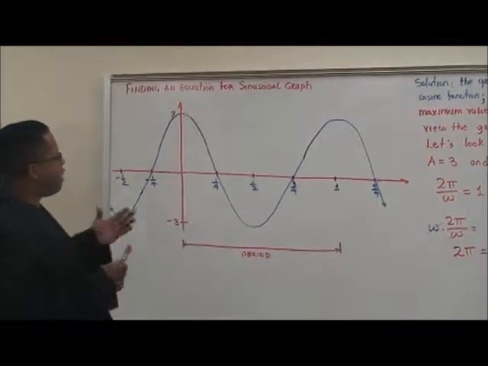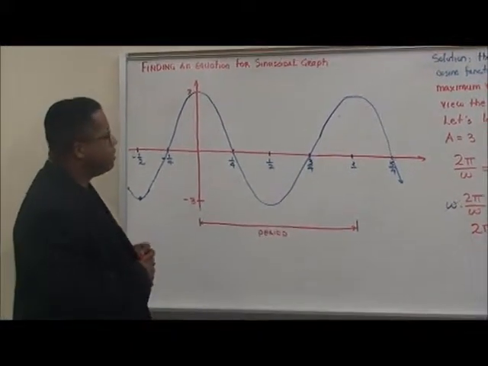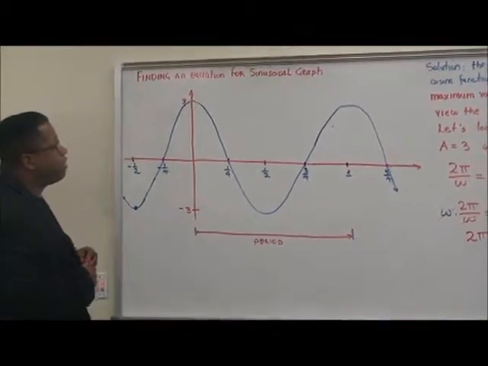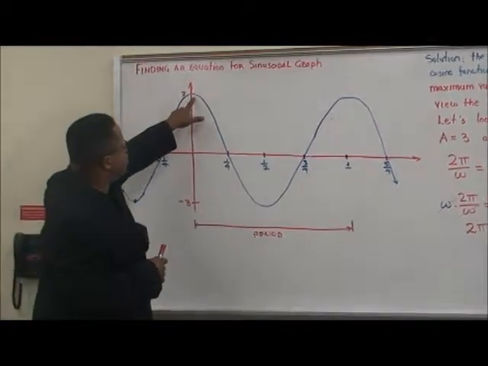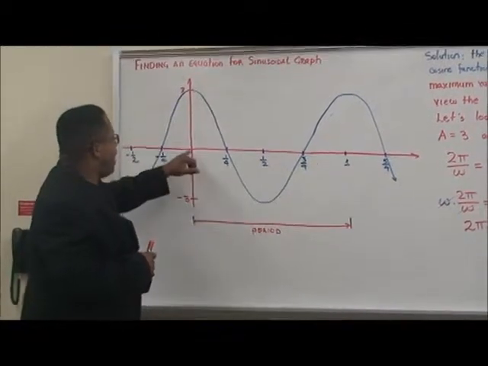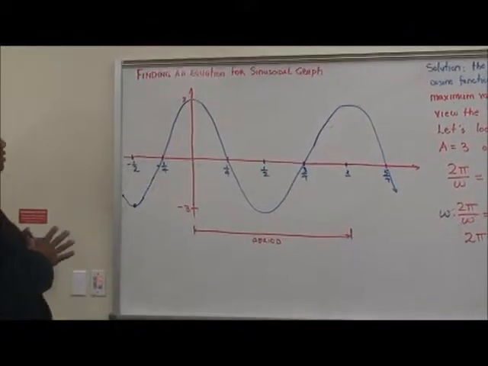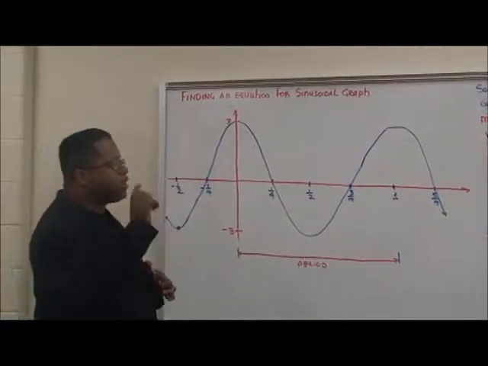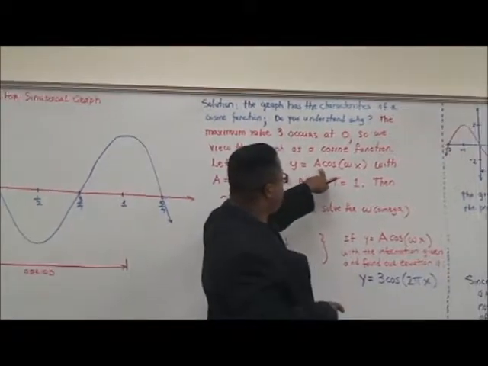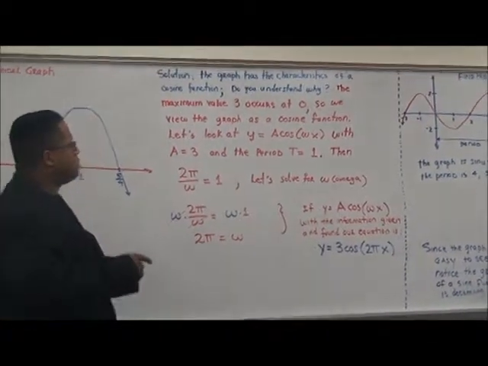Well, this graph basically has characteristics of a cosine function, doesn't it? And do you understand why it does? Well, look here. This maximum value of 3 occurs at 0. So we view the graph as a cosine function. And let's look at the equation here. Y is equal to A cosine omega times x.